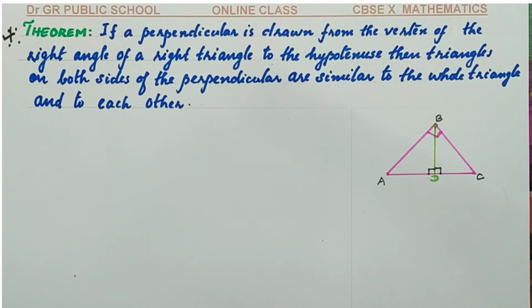We can discuss a theorem. If a perpendicular is drawn from the vertex of the right angle of a right triangle to the hypotenuse, then triangles on both sides of the perpendicular are similar to the whole triangle and to each other. Okay, we can break the sentence and understand the meaning of this.